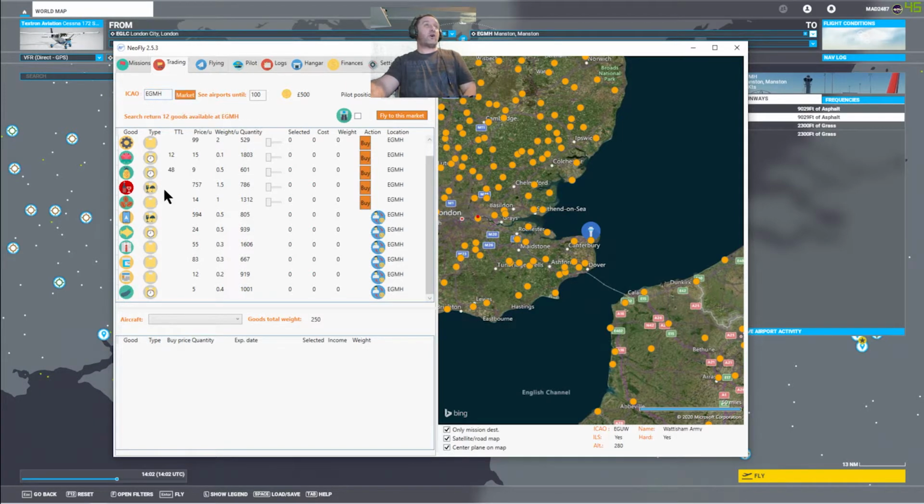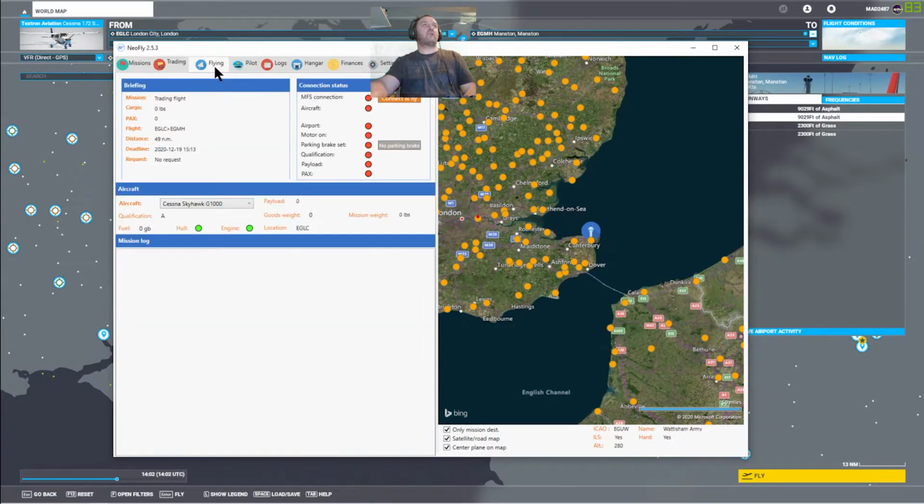Once you've found the market, you find where they're buying it, and they've got demand. They've got 939 demand. As long as somebody else doesn't go there and sell that amount before I get there, I should be able to sell my 250. So once you've found your market, click fly to market, go to your fly screen, and on here it's got trade flight, and so it's Cessna Skyhawk G1000, connect to flight. So you need to make your flight in Microsoft Flight Sim.